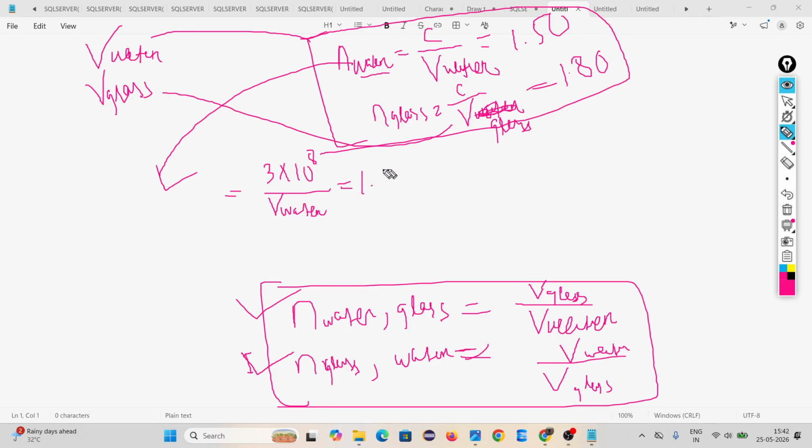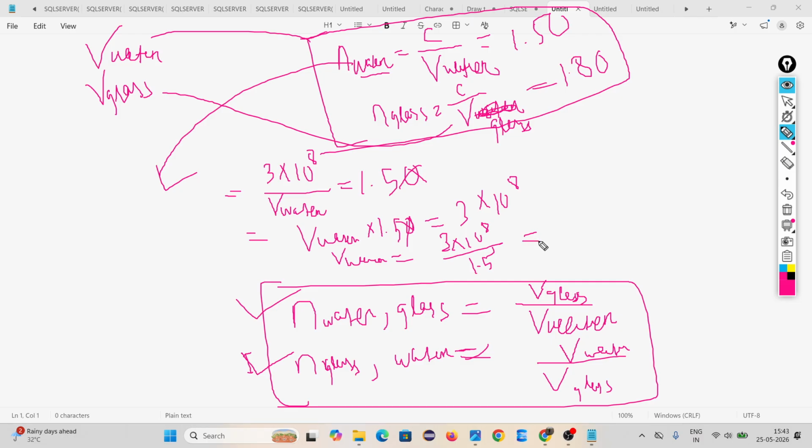Equal to 1.50. Cross multiply: speed of light in water into 1.50 equals 3 into 10 to the power 8. Then the speed of light in water equals 3 into 10 to the power 8 upon 1.50. After the decimal, no need to write the 0. Simplify it.